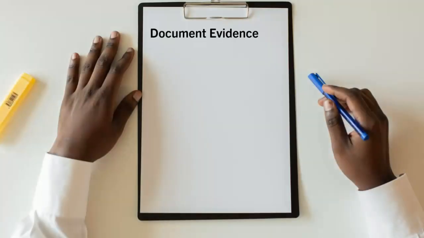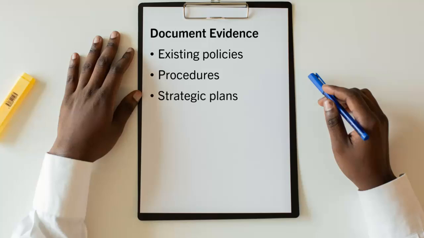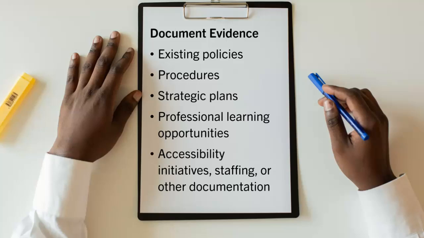You'll rate each indicator using a scale from 1 to 5. As you work through the protocol, remember that the number itself isn't the most important part. The conversations your team has while deciding on a rating are often the most valuable outcome. Use the note space to document insights and evidence. Evidence can include things like existing policies, procedures, strategic plans, professional learning opportunities, accessibility initiatives, staffing, or other documentation that helps support your team's discussion. If you don't have evidence for a particular indicator, that's perfectly okay. Identifying those gaps often points to opportunities for future work.